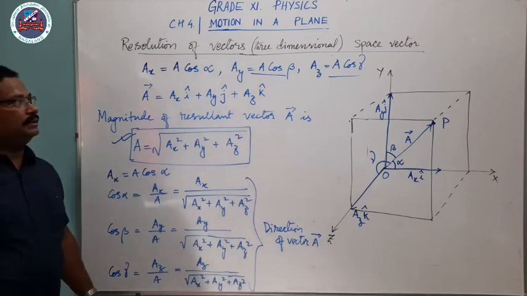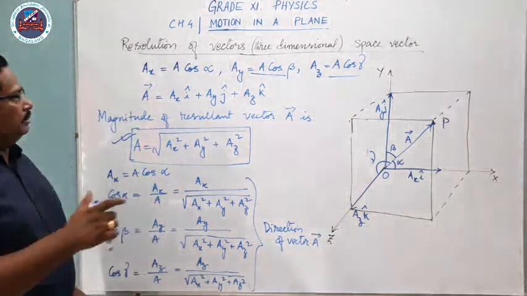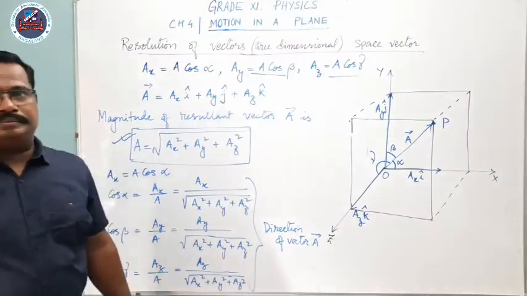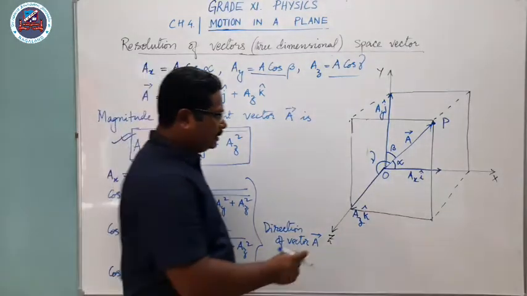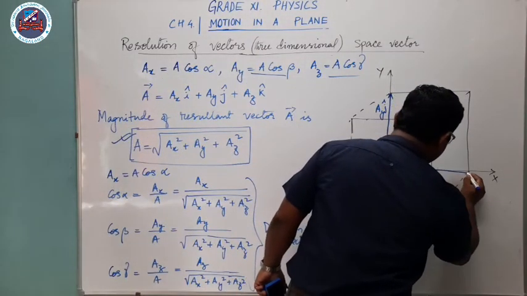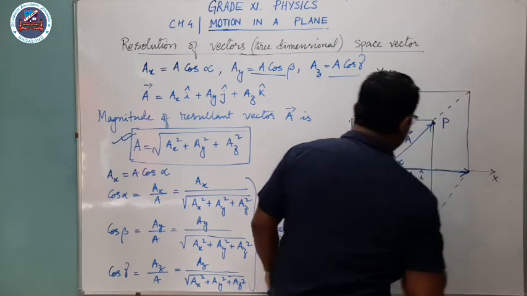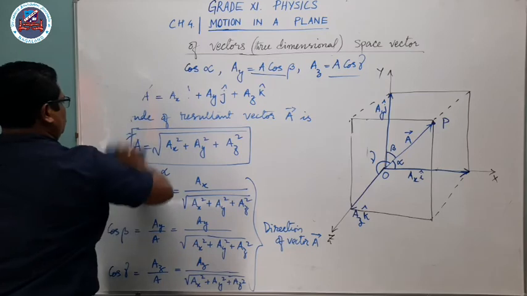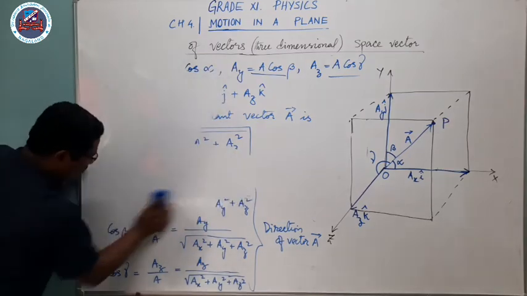Now let us see addition of vectors and subtraction of vectors analytically. Here in this case, ax i cap will be pointing up to this point. Now let us see subtraction of vectors analytically.